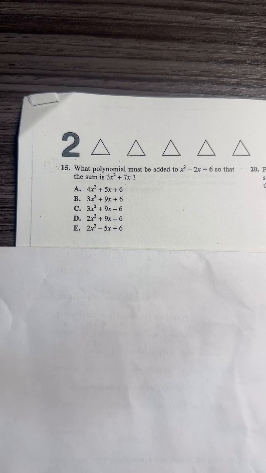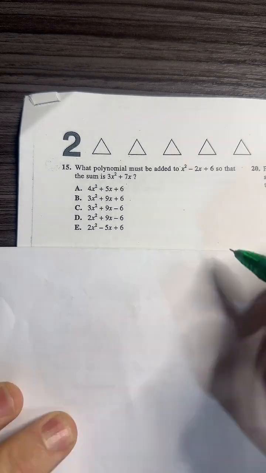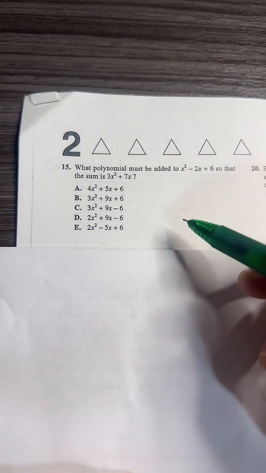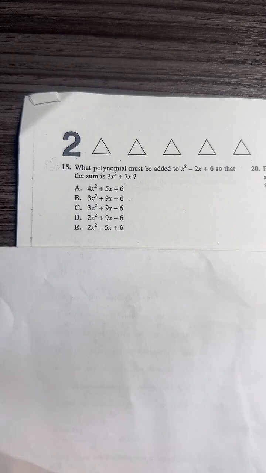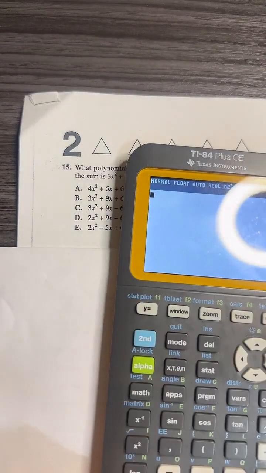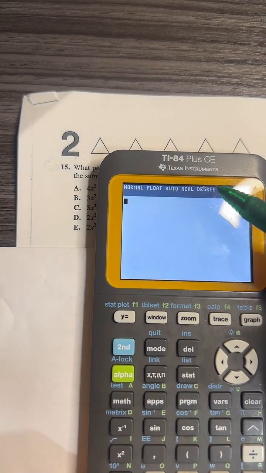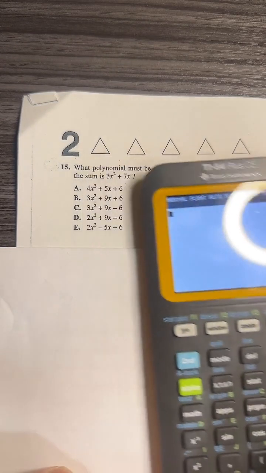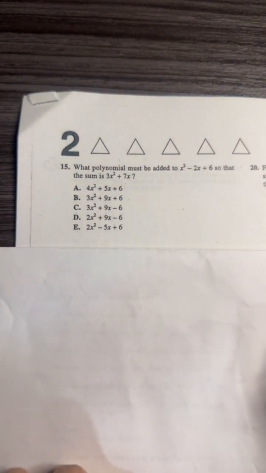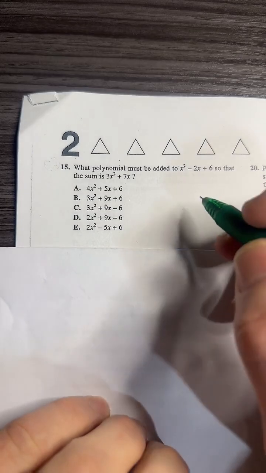All right, here we go. We've got some ACT prep here. So we're going to start with 15. We're going to work our way all the way down to 32, as always. Remember that we need our TI-30 or TI-84 Plus CE calculator. This is the best calculator for the ACT test. So let's take a look.